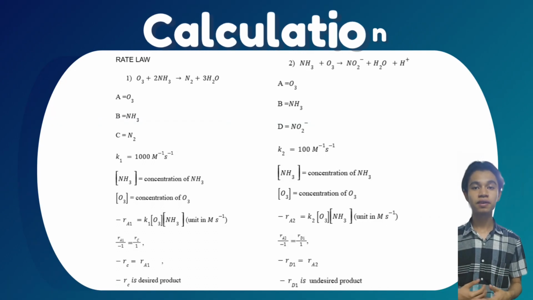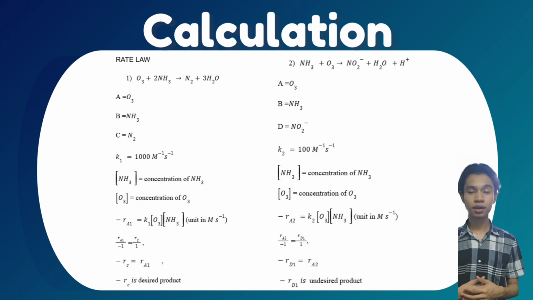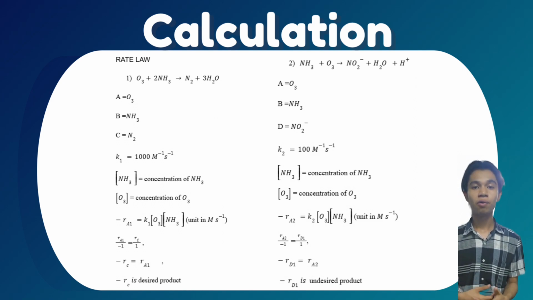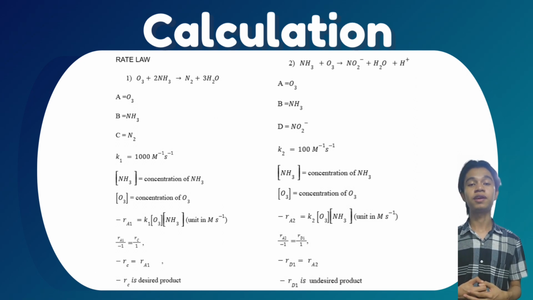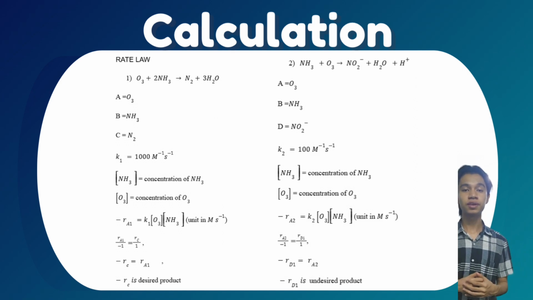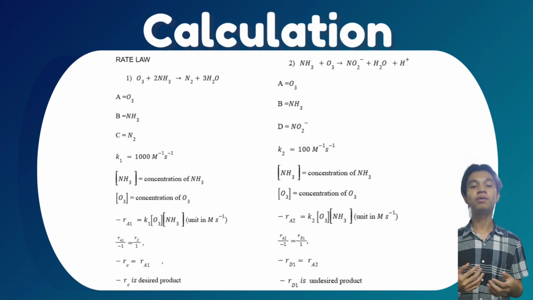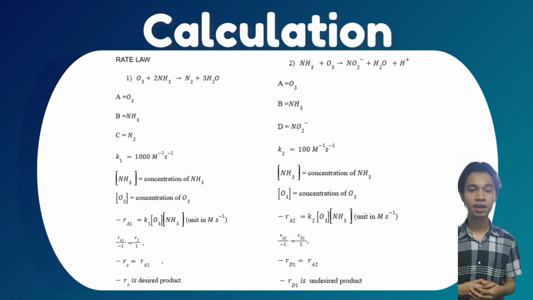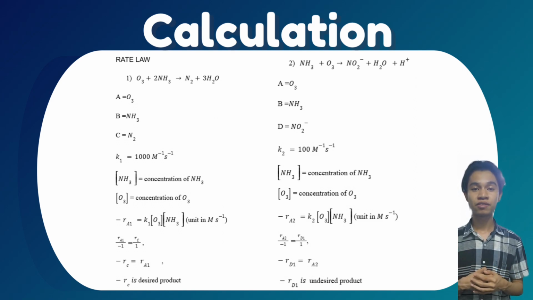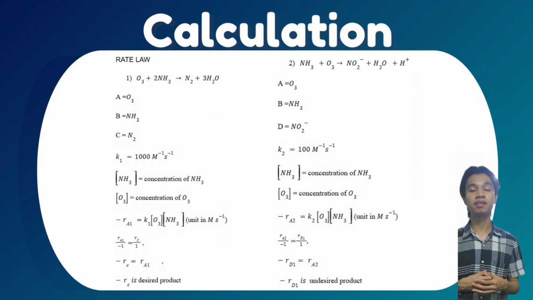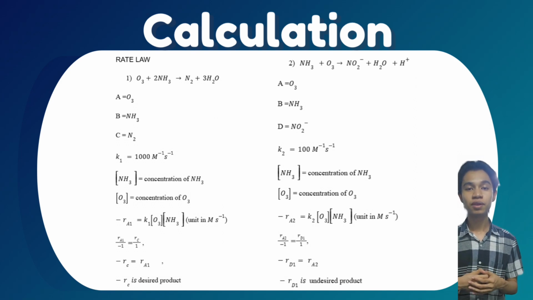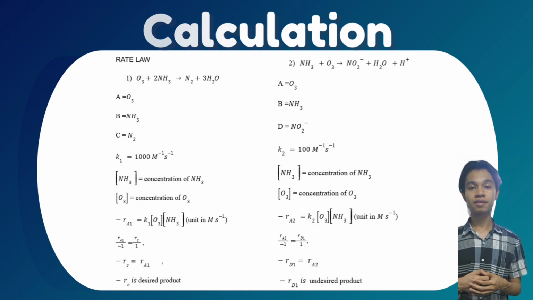This slide covers the rate law for two reactions involving ammonia and ozone. In the first reaction, ozone reacts with ammonia to produce nitrogen and water. The rate law expression is shown with rate constant K equal to 1000. The second reaction involves ammonia and ozone producing nitrite ions, water and hydrogen ions. It has a rate law with a rate constant K equal to 100. We use this expression to calculate the rate of desired and undesired product. We assume the reaction is second order since the unit for the rate constant is per molarity second.